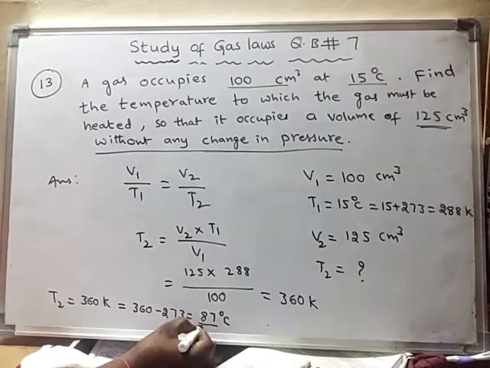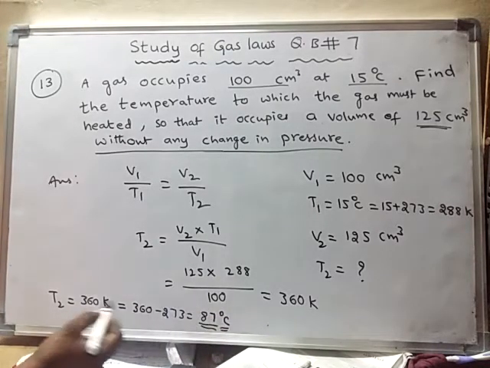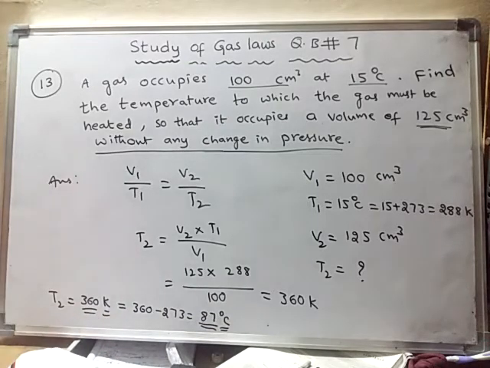We may express it either in degree centigrade or in Kelvin. Unless it is specified, we have to mention both the temperatures. If it is specified as degree centigrade, then we convert into degree centigrade, or else we may simply leave it as 360 Kelvin.